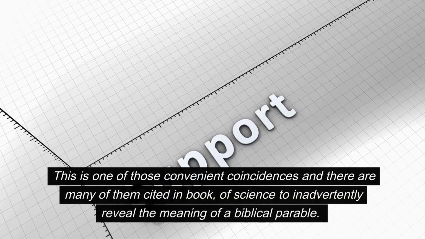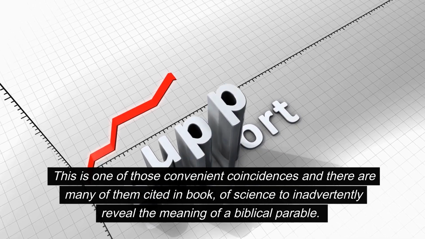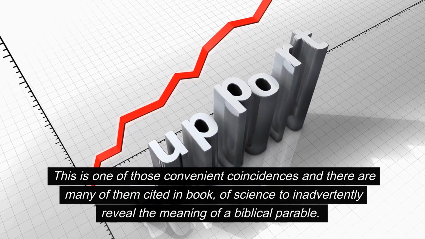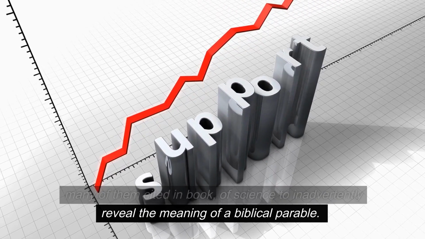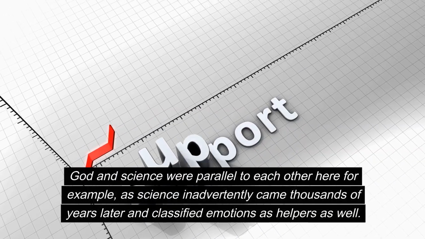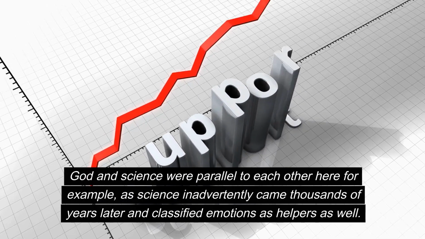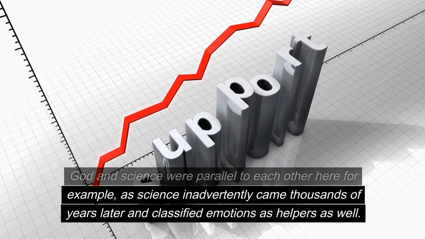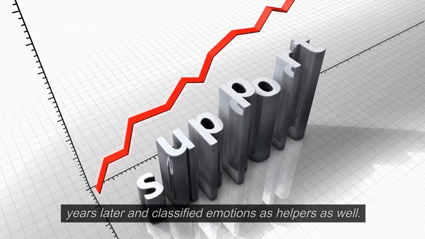This is one of those convenient coincidences and there are many of them cited in the Book of Science to inadvertently reveal the meaning of a biblical parable. God and science were parallel to each other here, for example, as science inadvertently came thousands of years later and classified emotions as helpers as well.